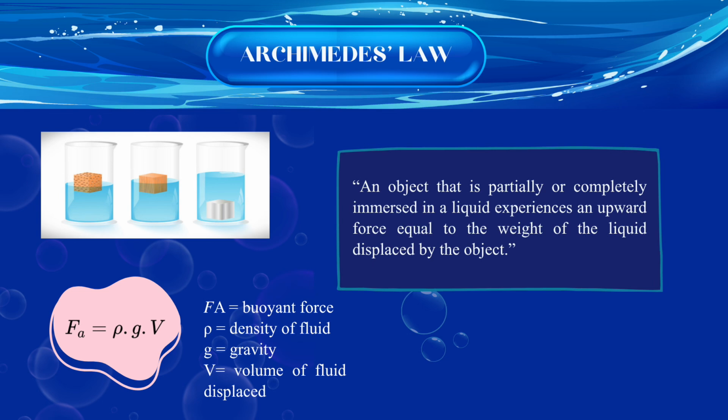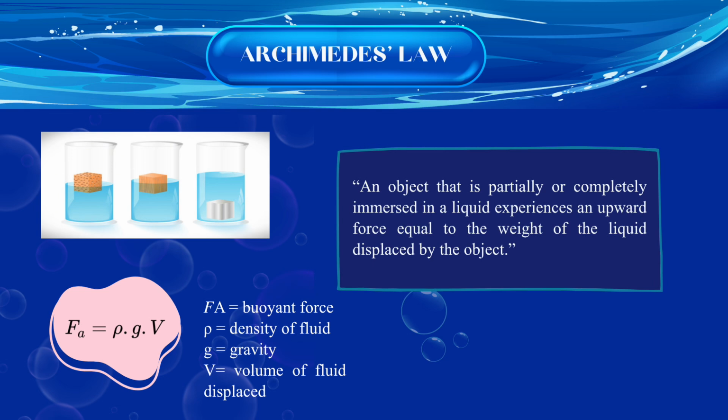Now, if we look at the illustration on this slide, there are three beakers containing different objects. The first one shows an object floating partially above the surface. The second one is submerged a bit deeper, and the third one sinks completely to the bottom. This tells us that how an object behaves in a fluid really depends on how the buoyant force compares to the object's own weight.